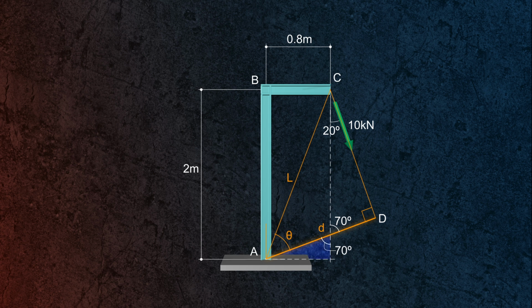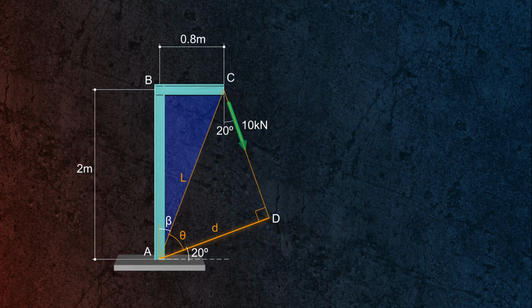Since one of its angles is 70 degrees, the remaining acute angle must be 90 minus 70, which gives us 20 degrees. Next, let's solve for the angle beta. From this right triangle ABC, we can use the tangent function since we know the lengths of the opposite and the adjacent sides of the angle beta. So tangent beta is equal to 0.8 divided by 2 meters. And solving for beta, we get 21.8 degrees.